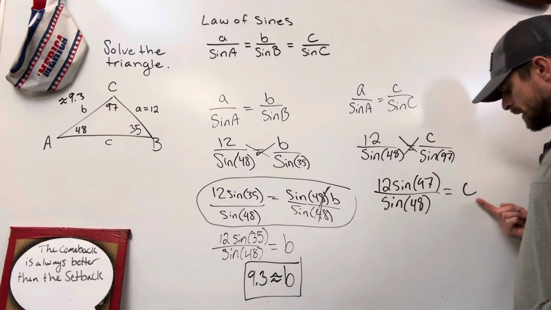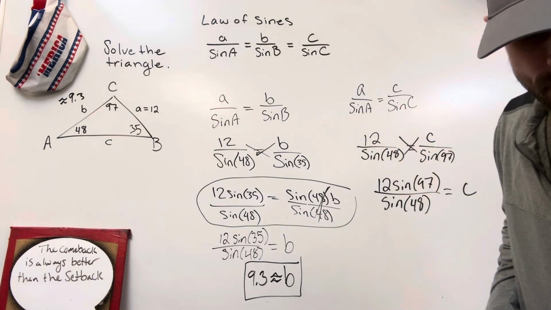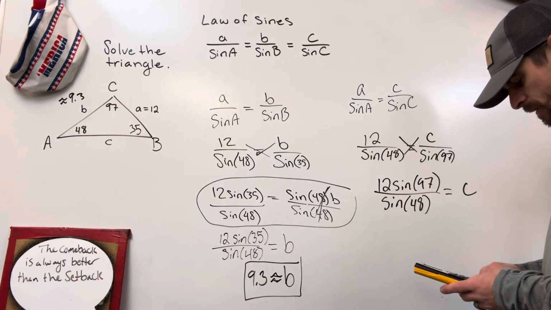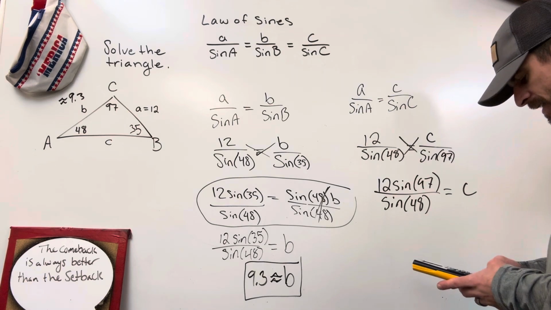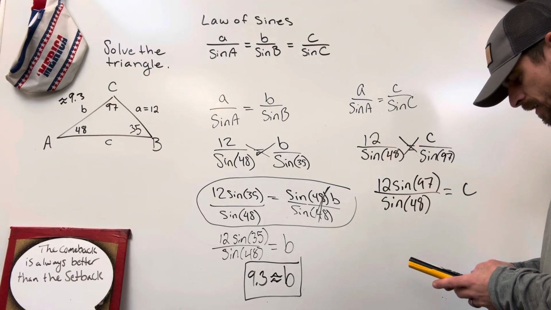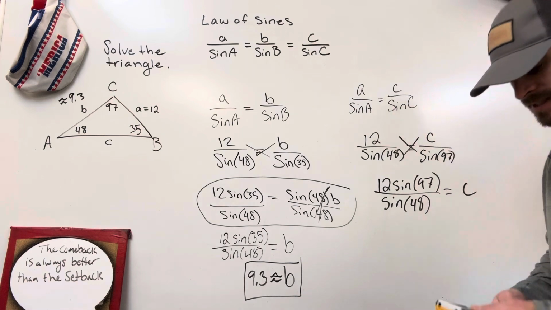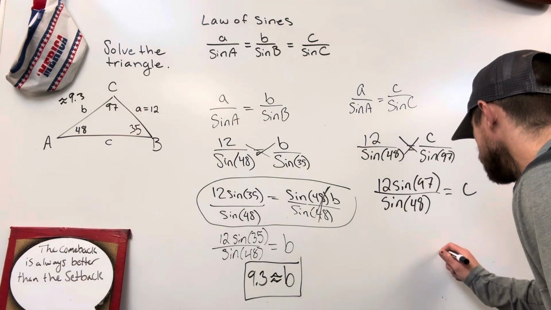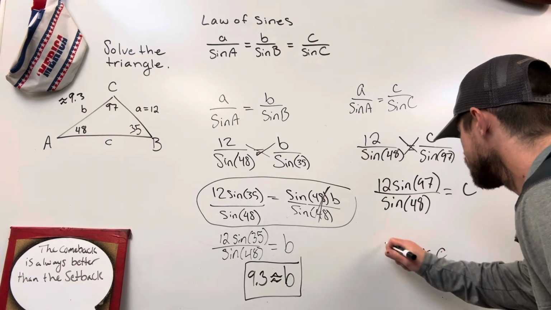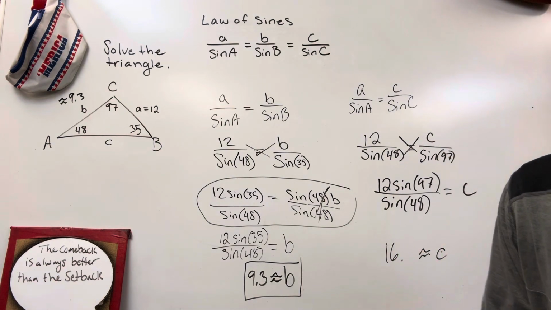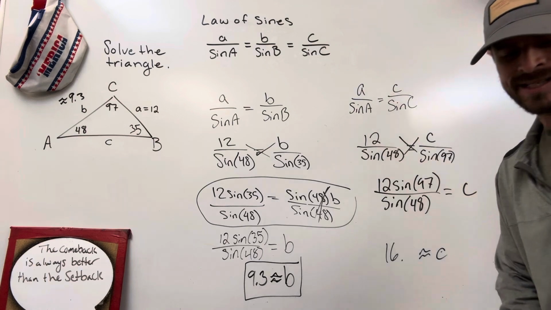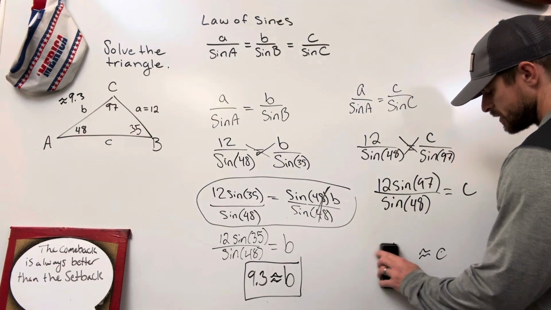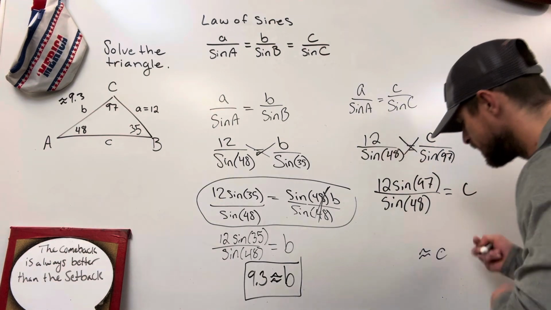So again, we're ready to go. We have an isolated variable of C. Grab your calculator, let it do the tough stuff. 12 sine 97, divide that by sine 48. And I'm left with 16.027, so C is approximately 16.027. If I round that to the nearest tenth, I'm going to get 16.0. So we're going to just say it's approximately 16.